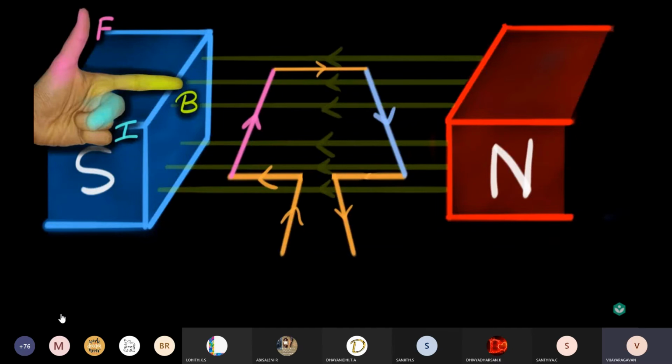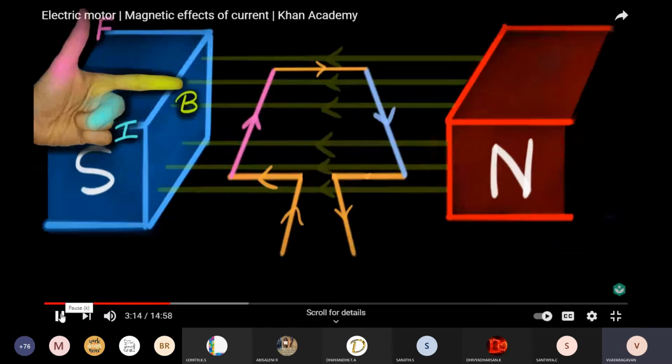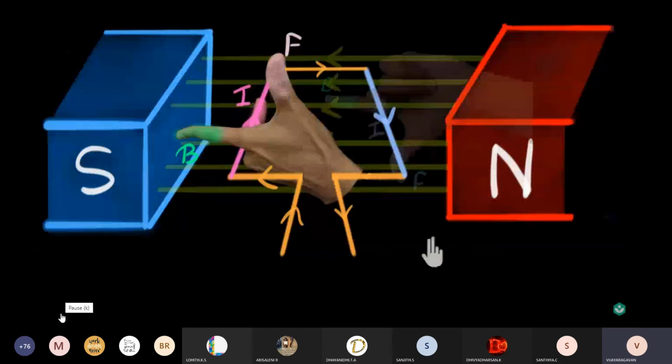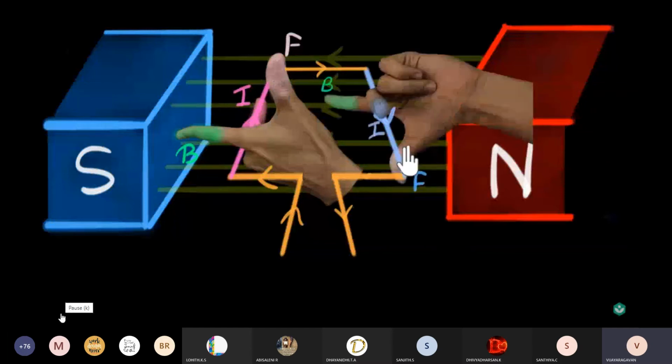Let's start with the pink wire. The current is inwards and the magnetic field is to the left. So if we align our left hand, it will look somewhat like this. Notice the thumb is pointing upwards, and as a result, the force is upwards. Now, if we apply the same left-hand rule to this side, we see that the force is acting downwards.